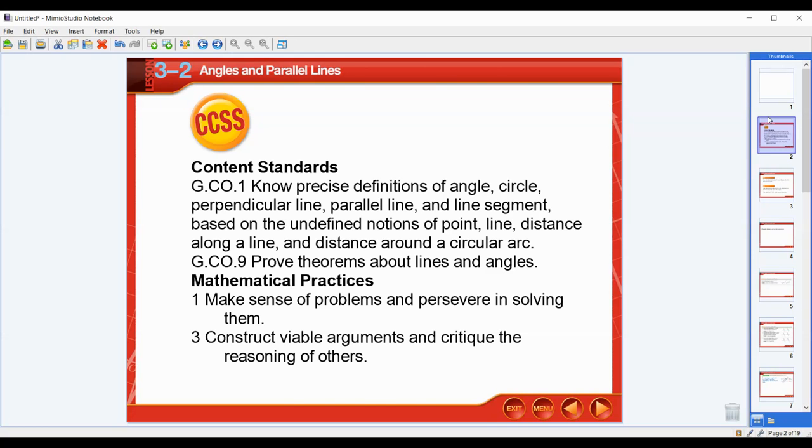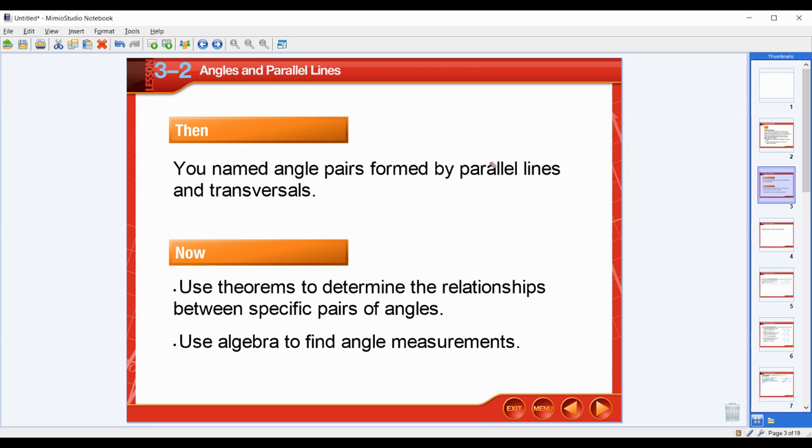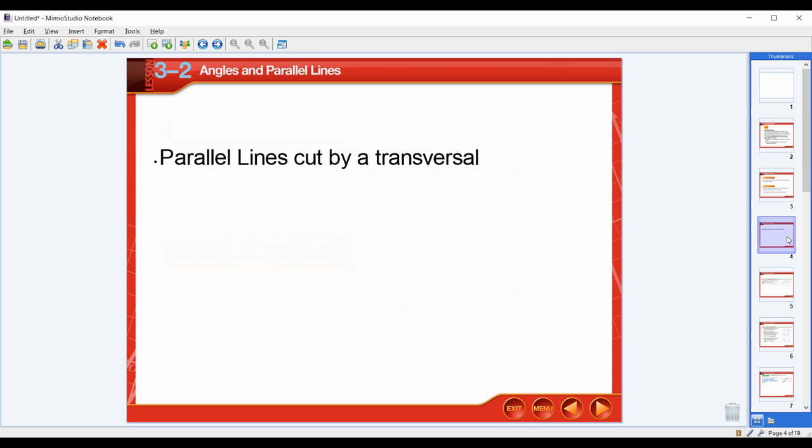Okay, so today's lesson is over 3.2 angles and parallel lines. Yesterday we talked about angle pairs formed by parallel lines and some transversals. Today we're going to use theorems to determine the relationship between specific pairs of angles, as well as use algebra to find angle measurements. We're going to talk a lot today about parallel lines that are cut by a transversal.